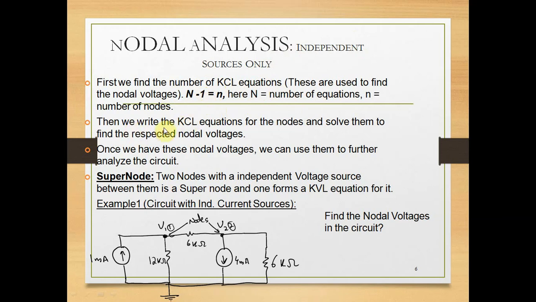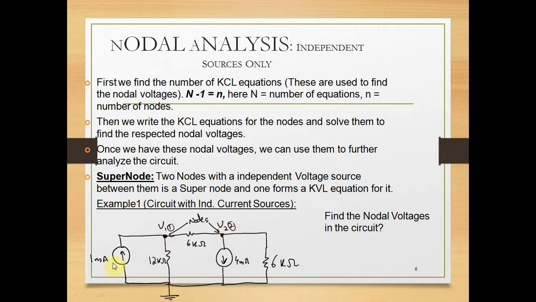Then we can write the Kirchhoff's current law equation for the nodes and solve them to find the nodal voltages. Once we have found these nodal voltages, then supernode analysis. Supernode analysis is generally used for an independent voltage source. More than two nodes should be required. From this figure, we have to find the node voltages V1 and V2 respectively.